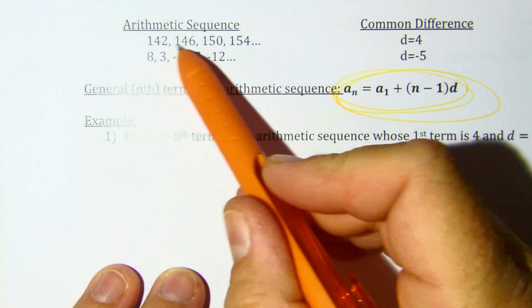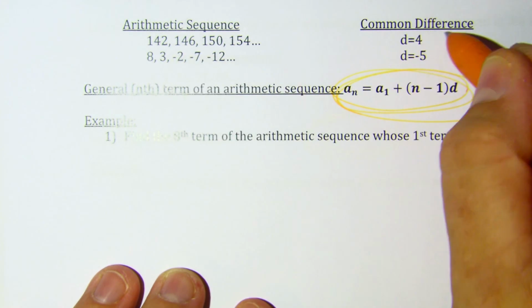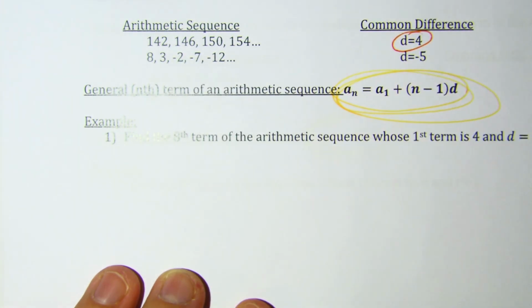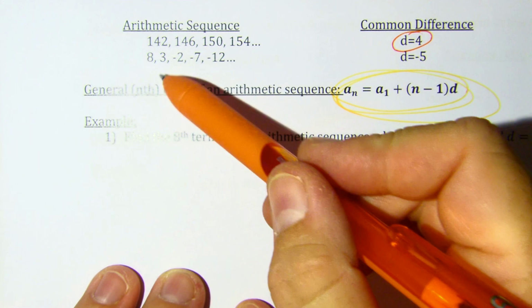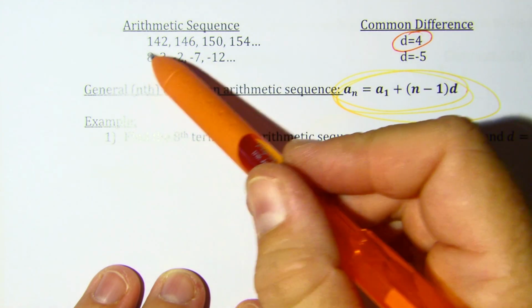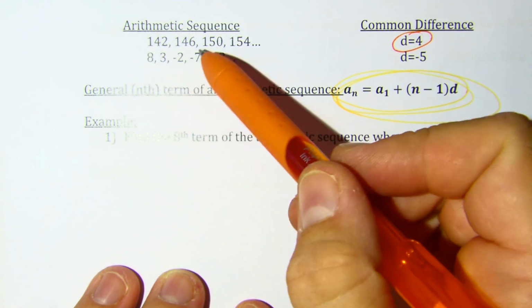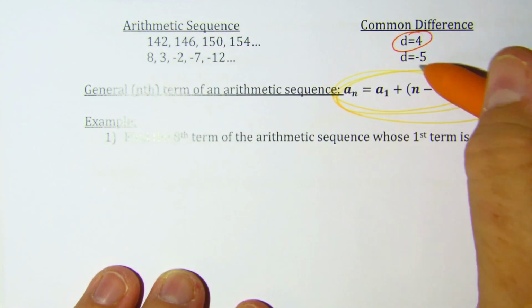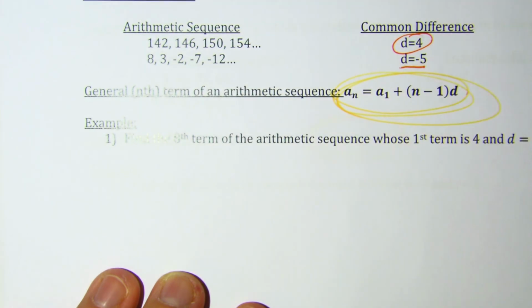And what that difference is called is the common difference. It was adding 4 each time. We can also decrease. So going from 8 to 3 to -2 to -7, we are subtracting each time, and so the common difference would be -5. It's decreasing each time.